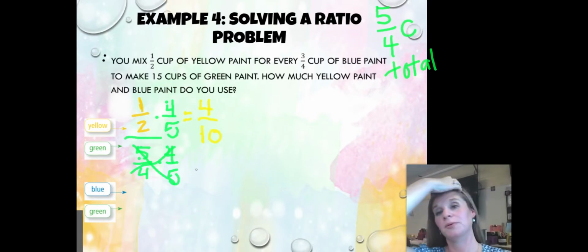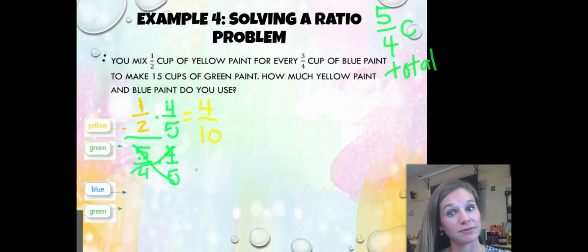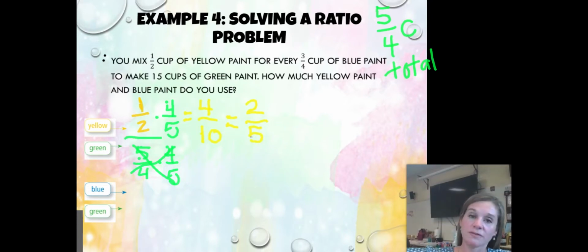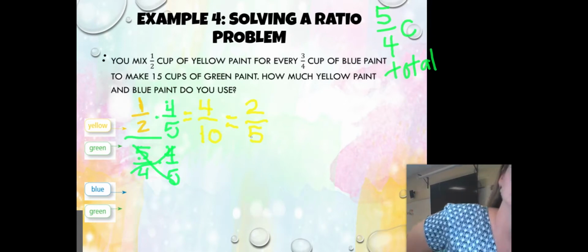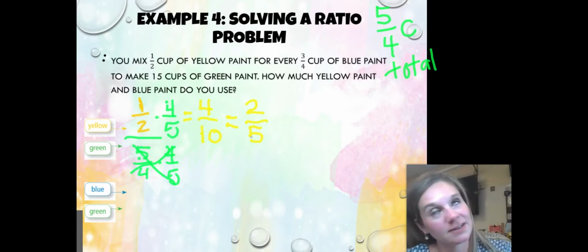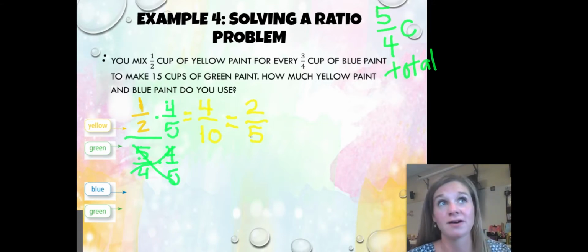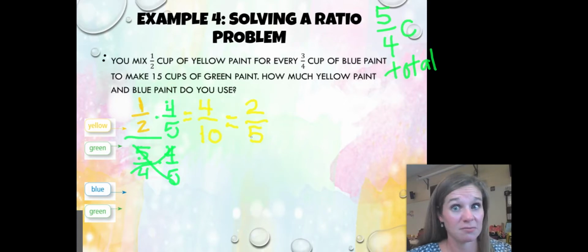I see that both 4 and 10 are even, so I could divide both of them by 2. 4 divided by 2 is 2, and 10 divided by 2 is 5. So that simplifies to 2/5. And of course, math is pointless if we don't explain what a fraction or a number means. So 2/5 by itself is nothing, but what this really means is that for every 2 cups of yellow, we're going to create 5 cups of green. Now there's a number that I can work with.